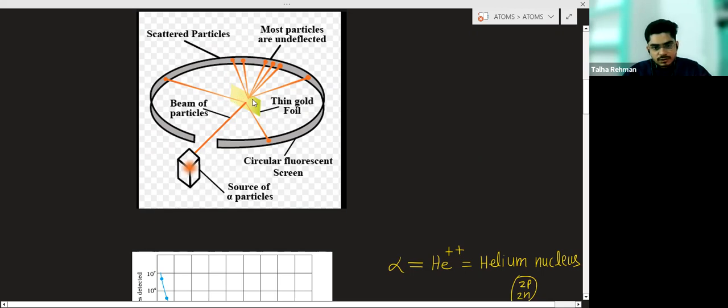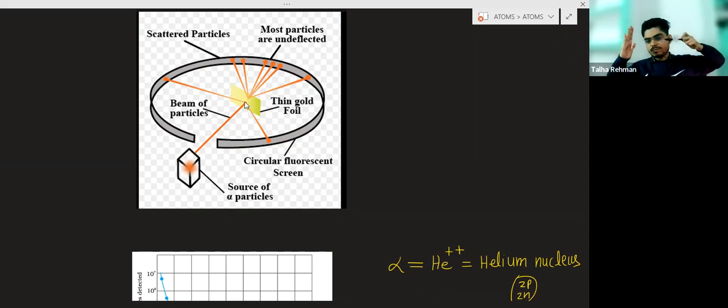And this is a gold foil. This gold foil is very thin. This is the experimental setup I am describing. Now from the source, a beam of alpha particles is striking the gold foil. There is a collision between the two. So after that, what happened?